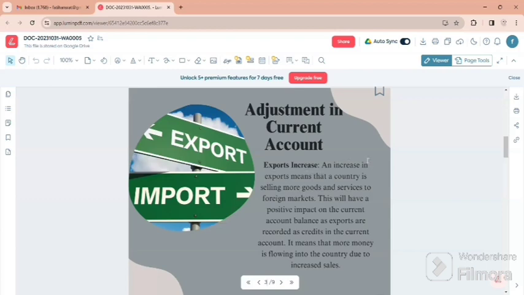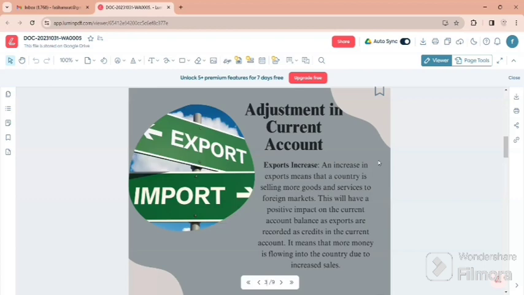An increase in exports means that a country is selling more goods and services to foreign markets. As I mentioned before, export is selling goods to the rest of the world. So an increase in exogenous exports means a sudden increase in the export, or suddenly a country is selling more goods and services to foreign markets.